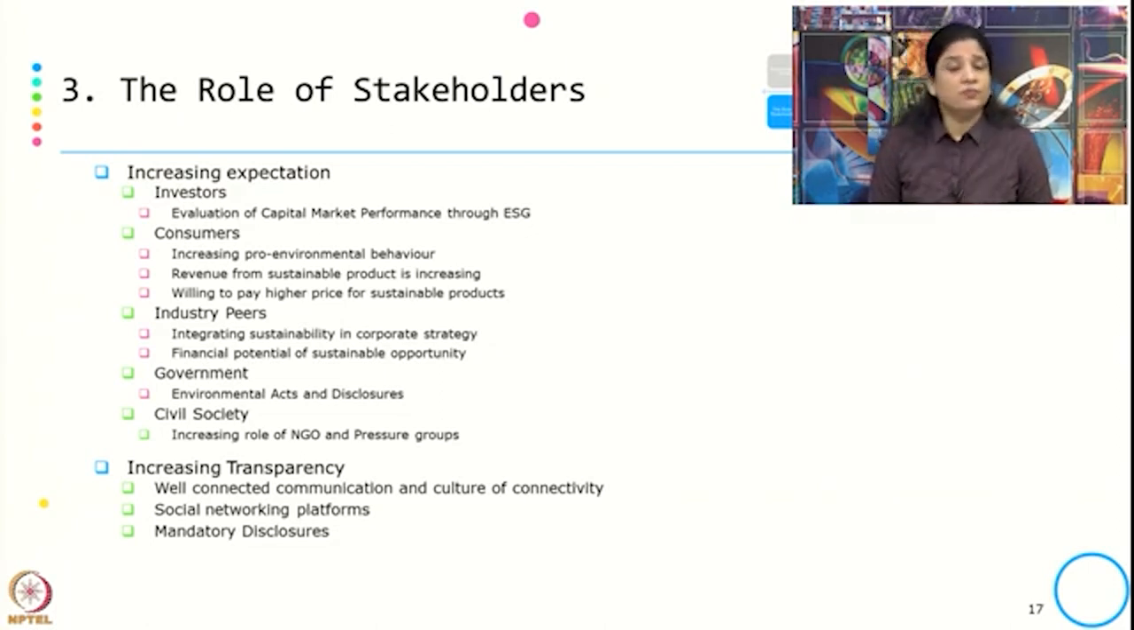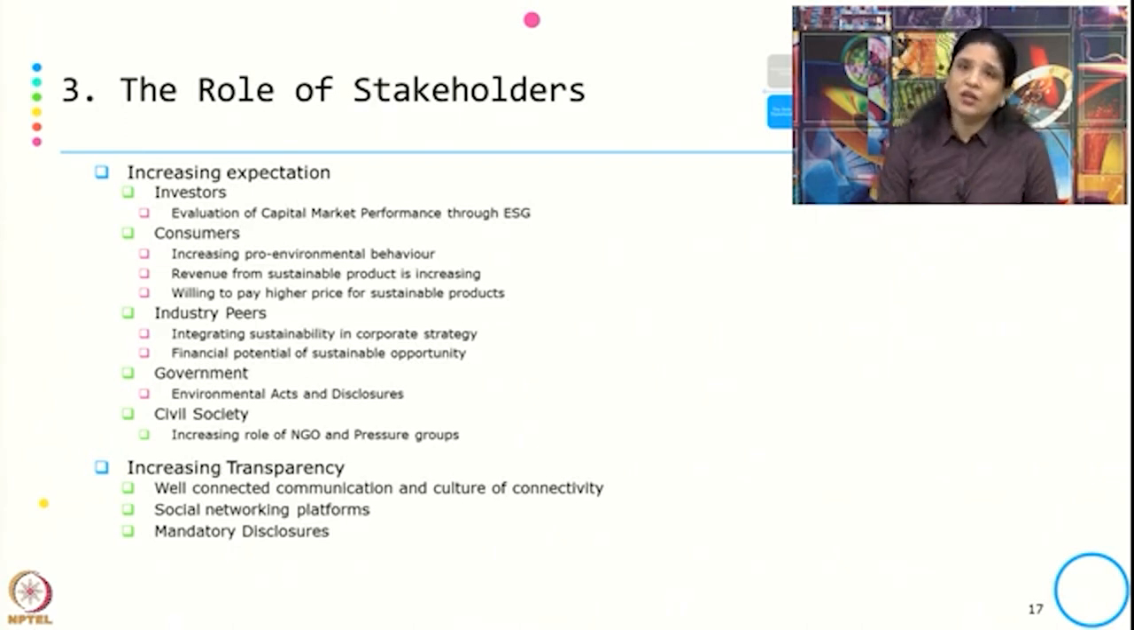Then the industry peers: the peers get influenced when they find that one of them has integrated sustainability into the corporate strategy, which at some point of time works as an informal benchmark. We will see this when we discuss how the industry integrates sustainability into their day to day practices. Then government: there are a lot of acts, disclosures and awareness coming from the government on why and how we should use sustainable practices in our activity. And civil society is also playing its role because of the increasing role of NGOs and pressure groups.